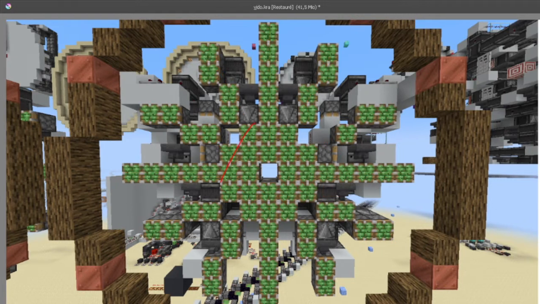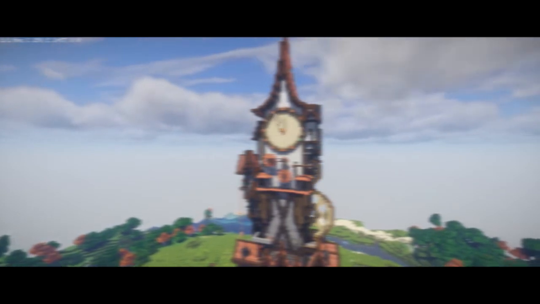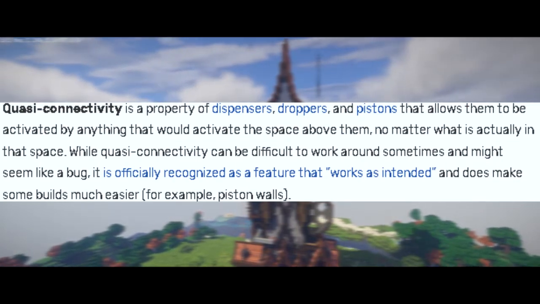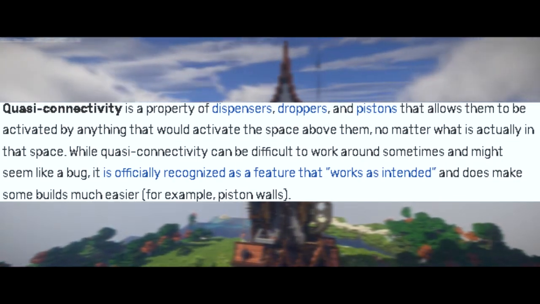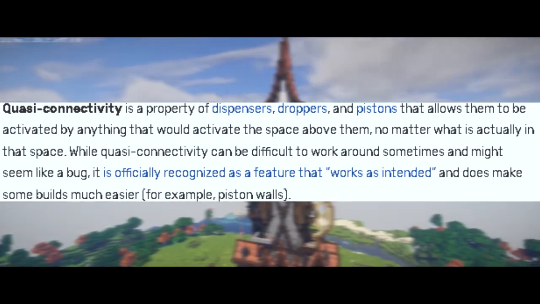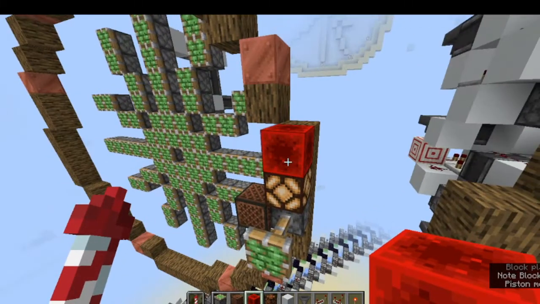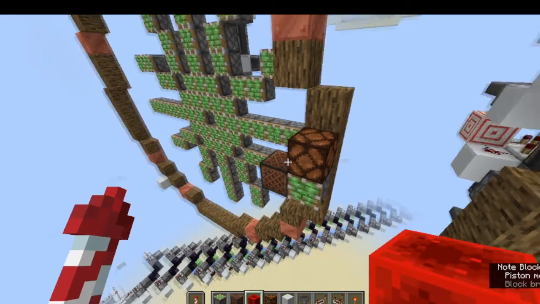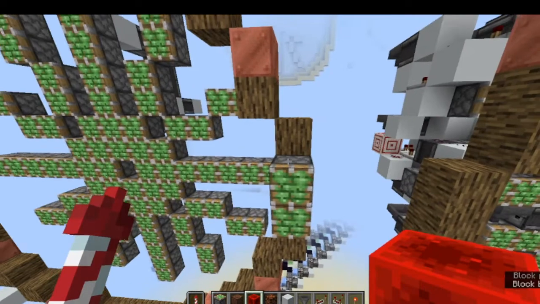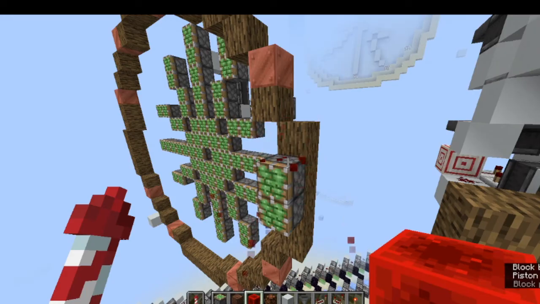The problem is that, as you can see in the middle, all pistons are close to each other, which means, like some might know, that quasi-connectivity will basically break the display. For those who don't know, quasi-connectivity is a property of dispensers, droppers and pistons that allows them to be activated by anything that would activate the space above them. What it means is that anything able to power this redstone lamp will also activate the piston if an update is given. Unfortunately for us, pistons can instantly update other pistons, which means that whenever there are two pistons one above the other, if you power the one above, you will also power the one underneath.